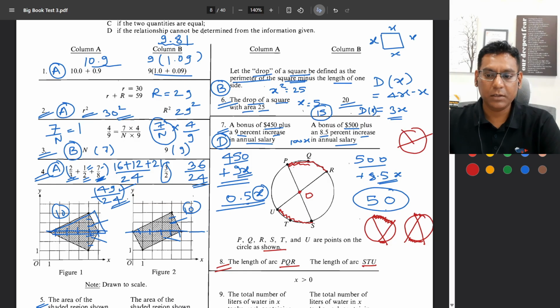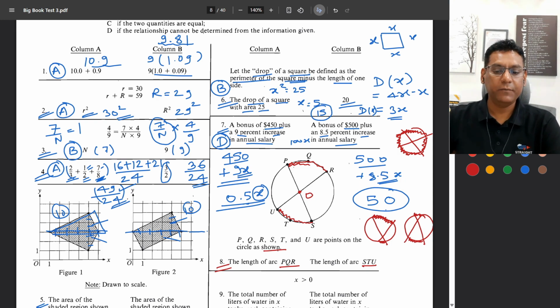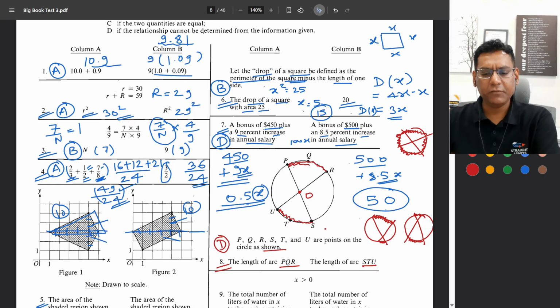I draw one line, I draw another line. These two opposite arcs will be the same. Same will be here also. This and this will also be the same, right? But we don't know that. That's the whole point. We don't know that, so the answer is going to be answer choice D. Kind of a tricky question.